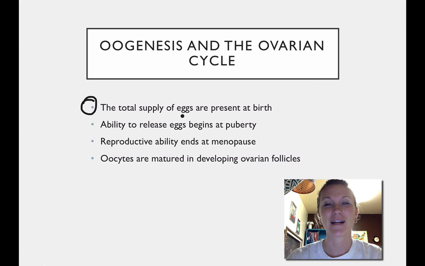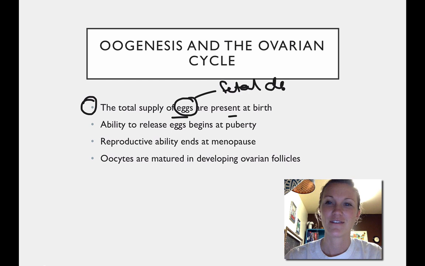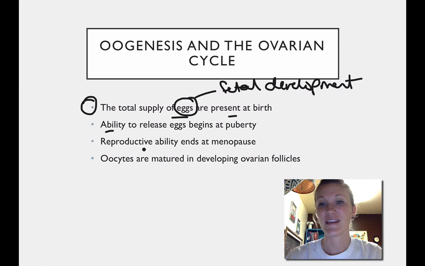The total supply of eggs for a female is present at the time of birth. That means all egg formation actually occurs during fetal development, which is kind of cool. That's very different from a male, because males produce sperm cells every day of their life after they start puberty. The ability to release eggs begins at puberty, and reproductive ability ends at the onset of menopause. Oocytes are matured in developing ovarian follicles.